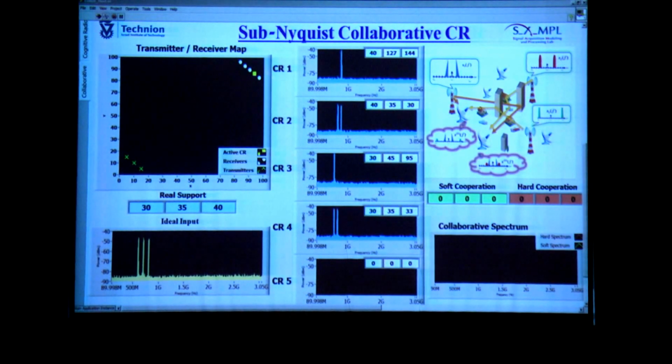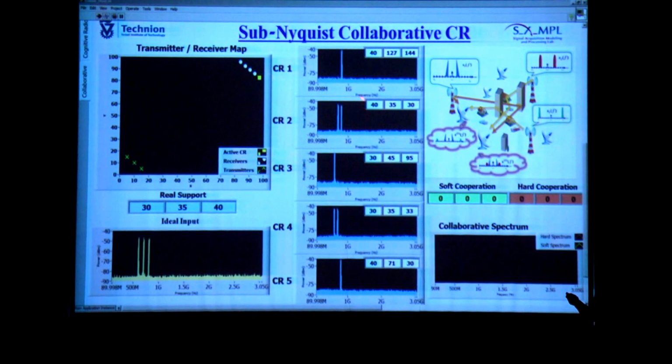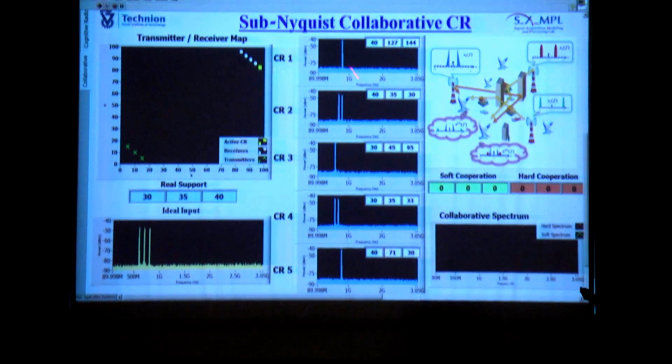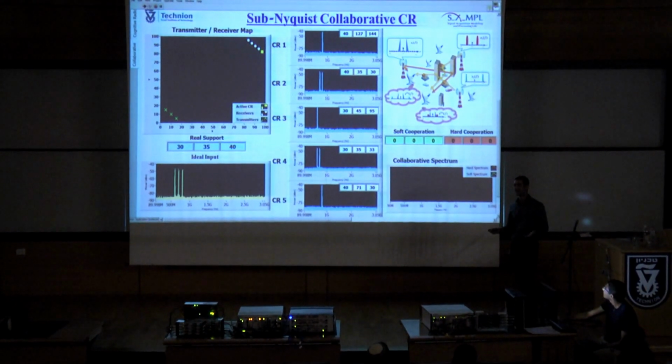But in practice, each one of the transmitters in turn sees a different input. So we go from this perfect ideal input into this partial image. Each one of the MWCs sees just a partial image, and we're going to do our best to find out the entire spectrum map using a centralized approach. So basically each one of the CRs did its best to find out about the map it sees by itself.